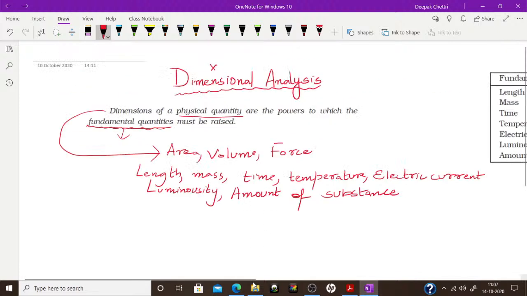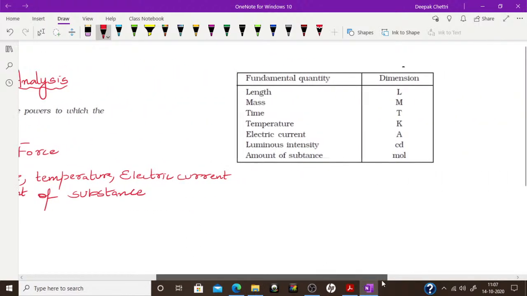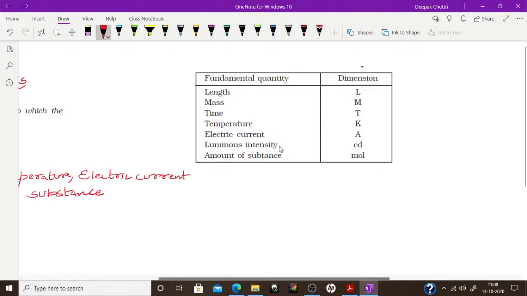So let's see. First of all, I'll show you this table. These are your fundamental quantities. Length: the dimension of length is L, just like the unit of length is meter. So there is a quantity called dimension, and for length that is L, for mass it is capital M, time capital T, temperature capital K, electric current capital A, luminous intensity or luminosity is cd, candela, and amount of substance is mole.